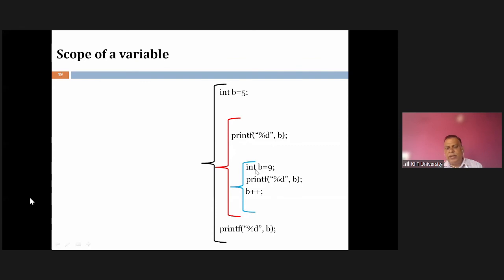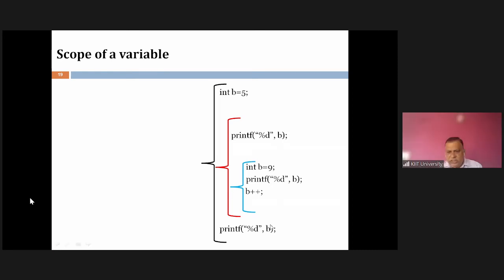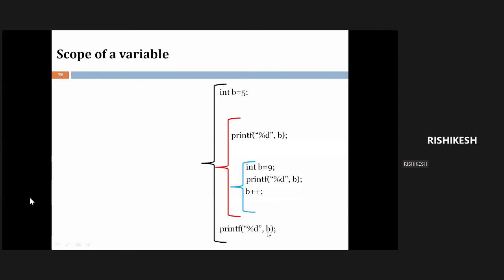Again, I declare a variable b here inside this. I changed it. This will change the original b from 5 to 6, or this will change its own b from 9 to 10. But this b will print which value, 5 or 10? Yes, it will print 5.